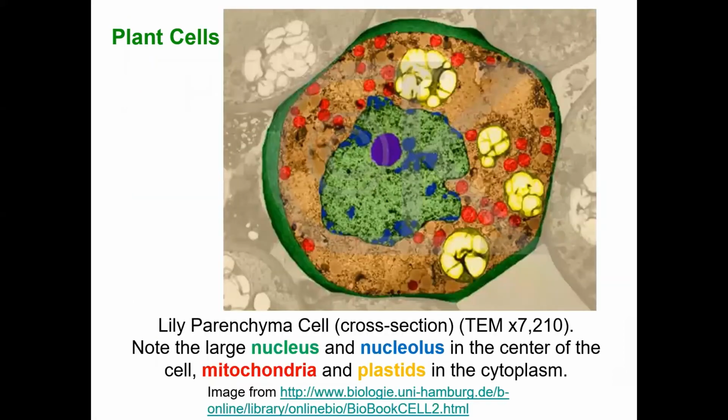So there's a nice picture of a plant cell. You can see here the chloroplasts, they're labeled as plastids. We'll talk about what that means later. And the color is fake, so they're not green because somebody colored them yellow. Not sure why they did that.